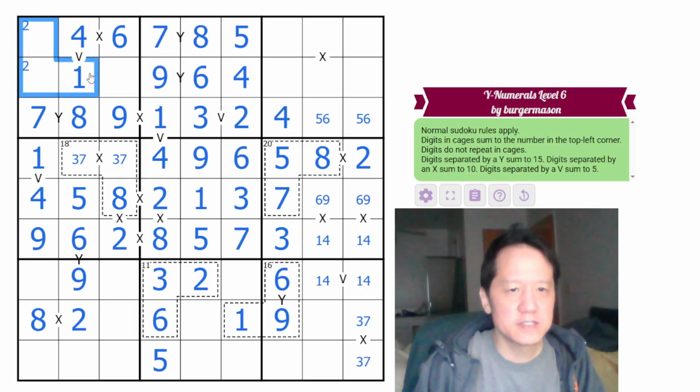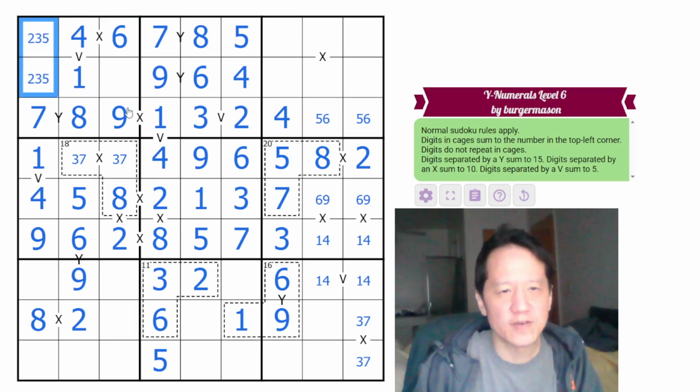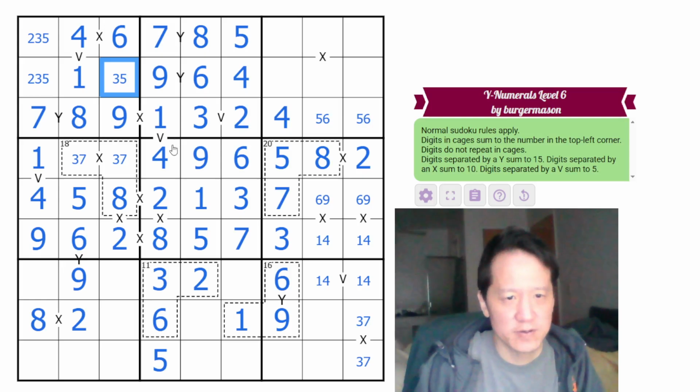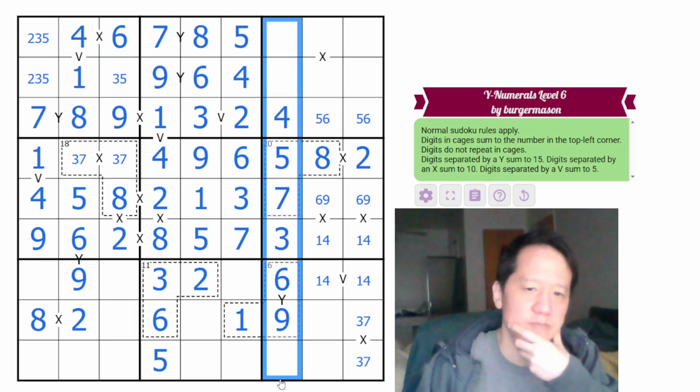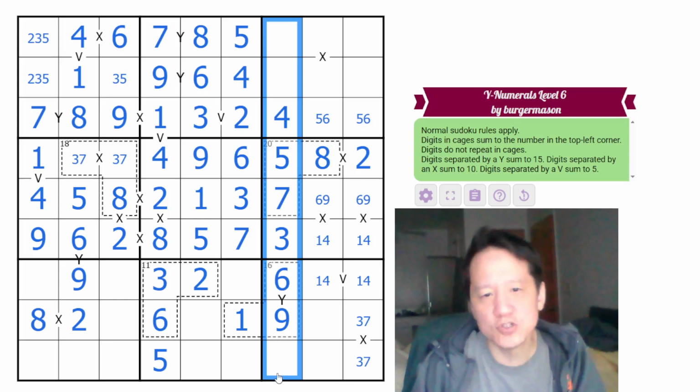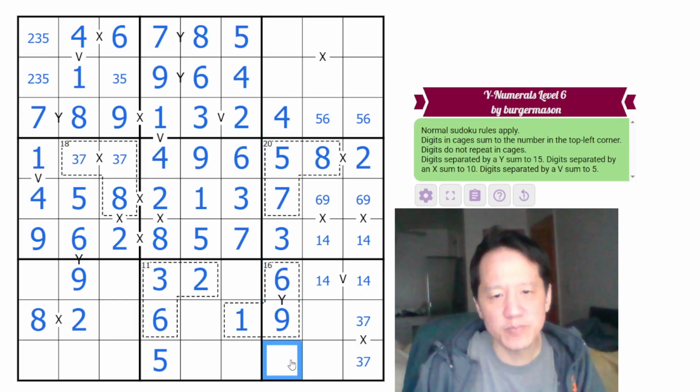Remaining digits in this box are 2, 3, and 5. So this is 2, 3, 5, and this is 3 or 5. Remaining digits in column 7 have to be 1, 2, and 8. This can't be 1 because of the 1, 4 pair already, so this is 2 or 8. And this cannot be 1 either, so this is also 2 or 8.